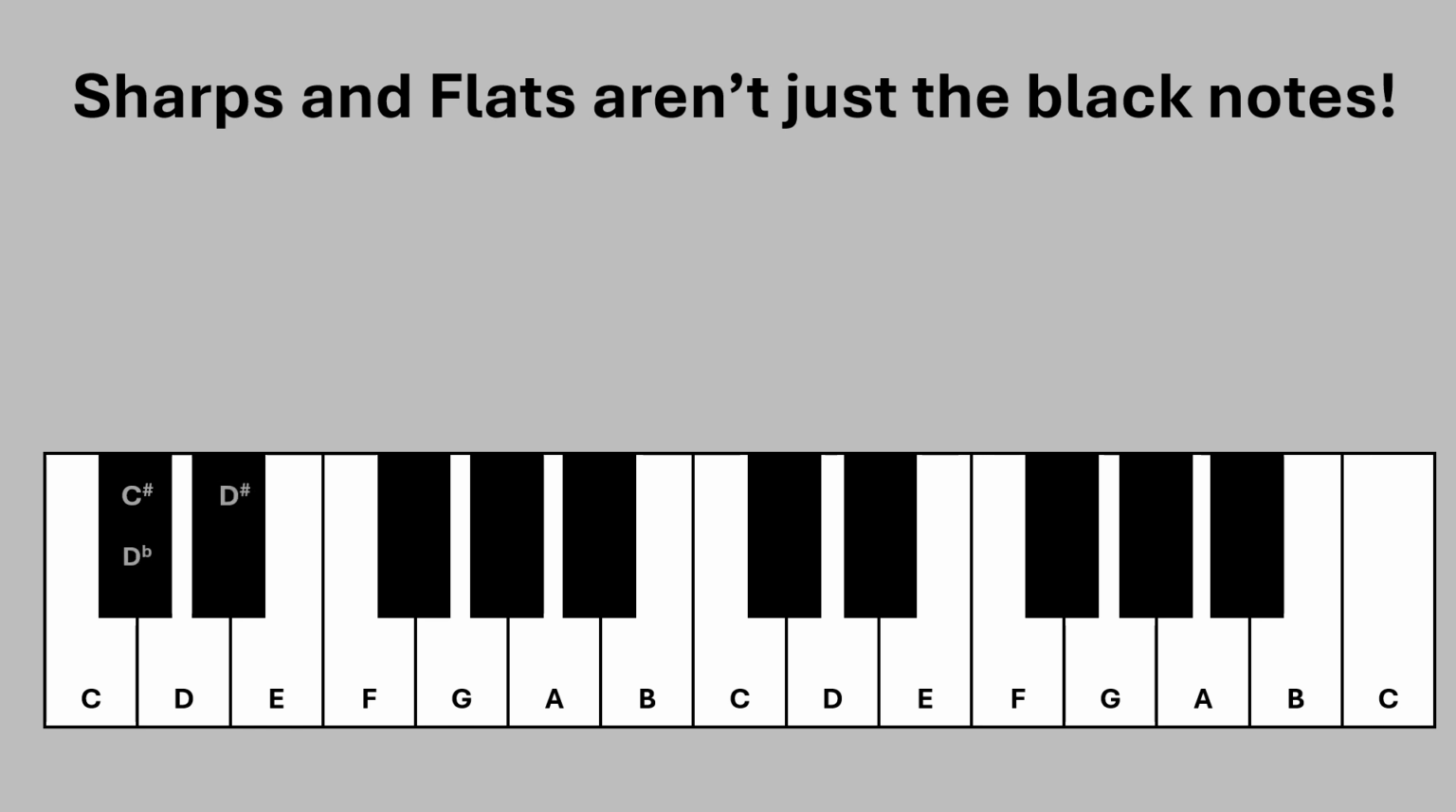The next black note can either be called D sharp or E flat. The next black note can either be called F sharp or G flat. The next black note can either be called G sharp or A flat, and the next black note can either be called A sharp or B flat. These notes then repeat.